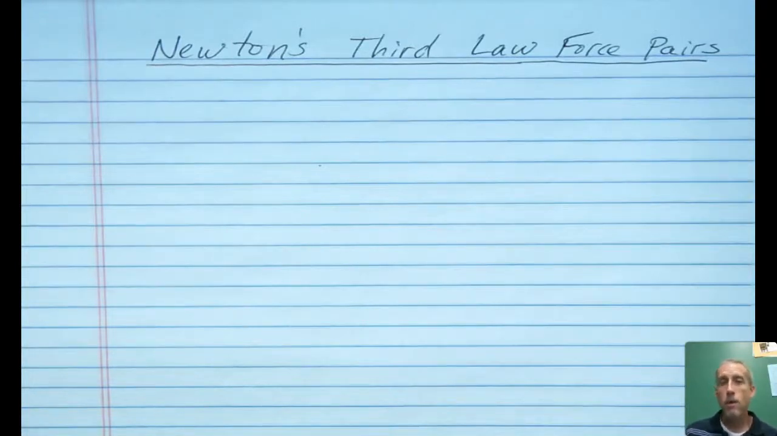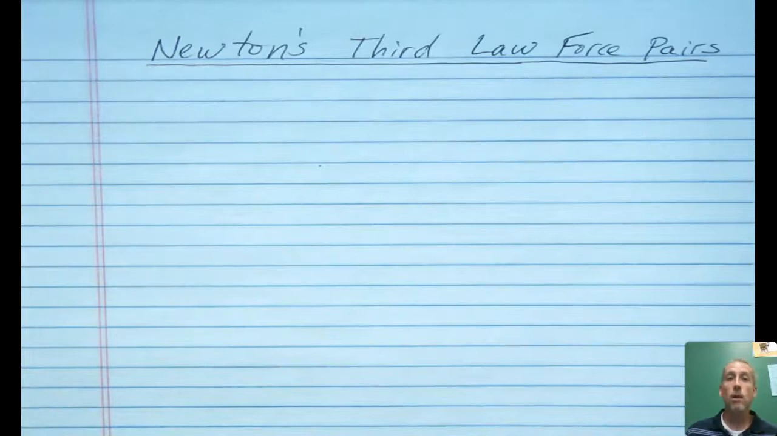And it's common to confuse what we call Newton's third law force pairs with another similar kind of concept called a net force pair. So I'm going to show you some common examples, things you've seen before, and help you understand the distinction between the second law and third law force pairs.